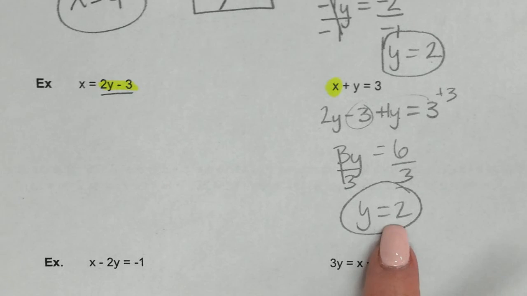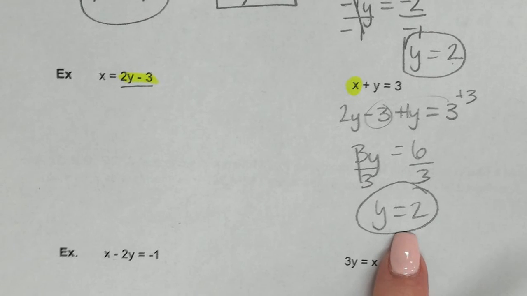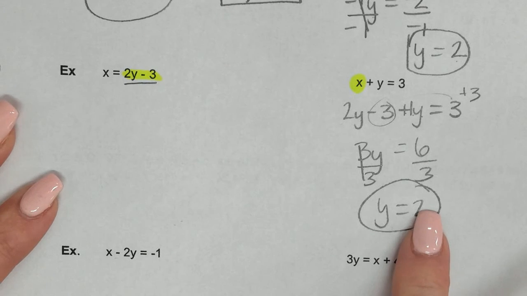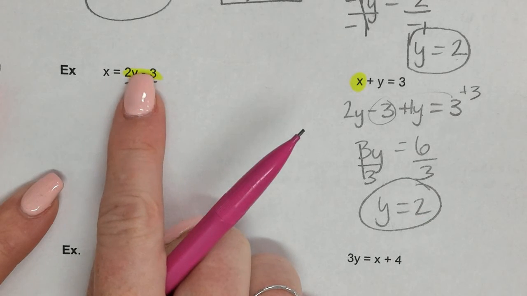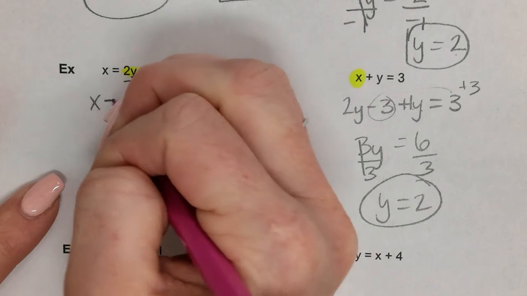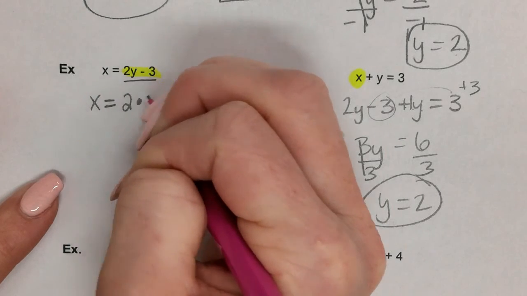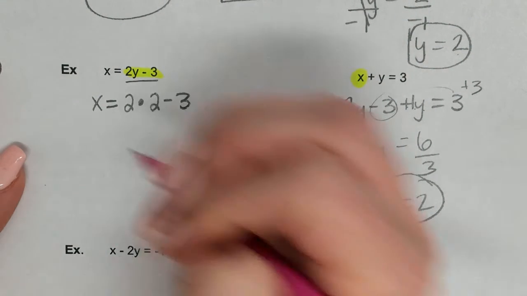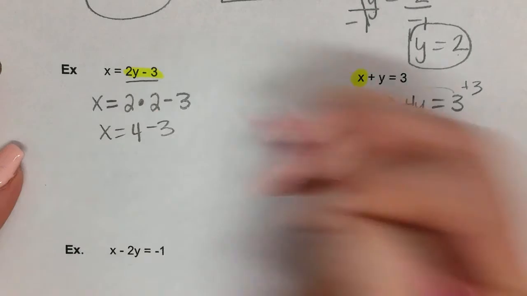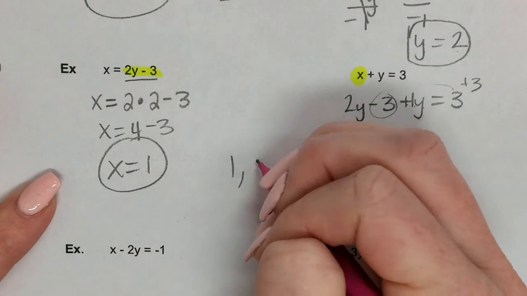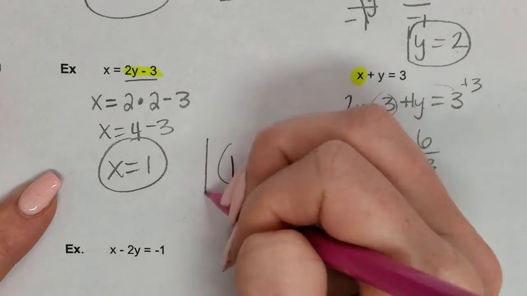Now that you have the y, what are you going to do? You plug it in for the y. I'm going to take this 2 and plug it in for that y so that I can solve for x. So I have x equals 2 times 2 minus 3. So x equals 4 minus 3, which is 1. So my answer is 1, 2.